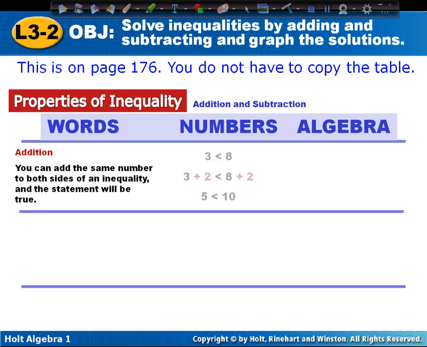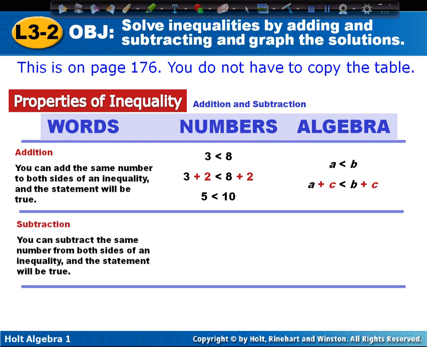true. If we look at this in numbers, we have 3 is less than 8. If I add 2 to both sides of that, and I say 3 plus 2 is less than 8 plus 2, I get 5 is less than 10. That's still a true statement. So it's saying I can add any number I want to as long as I add it to both sides, and the statement is still going to be true. And here it is in algebra with just letters. A is less than B, and it's saying that A is still less than B if I add C to both sides.